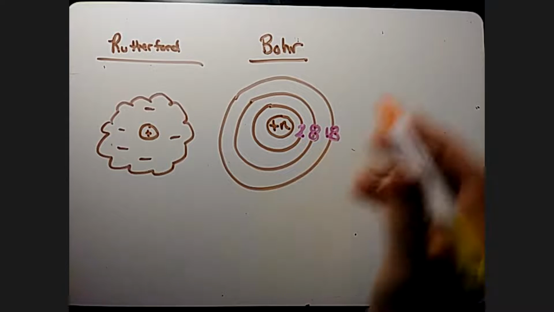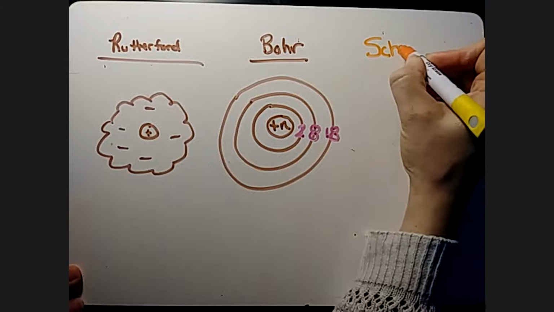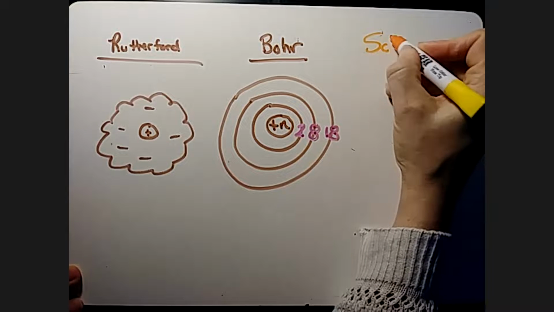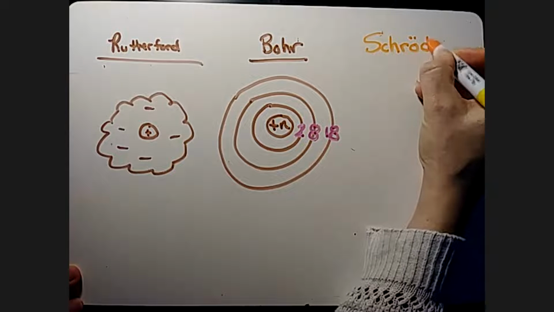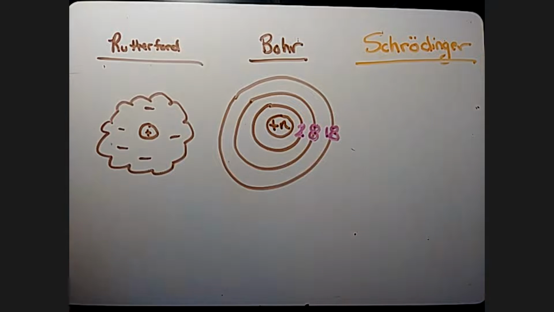Well, the scientist that we're about to launch into talking about, and this is where our new learning is going to pick up, is by the name of Schrödinger. S-C-H-R-O, with an umlaut, D-I-N-G-E-R.